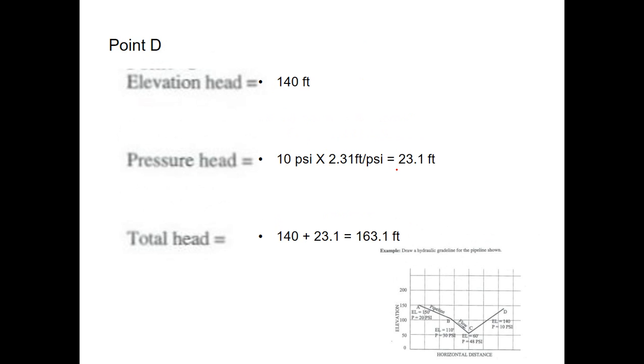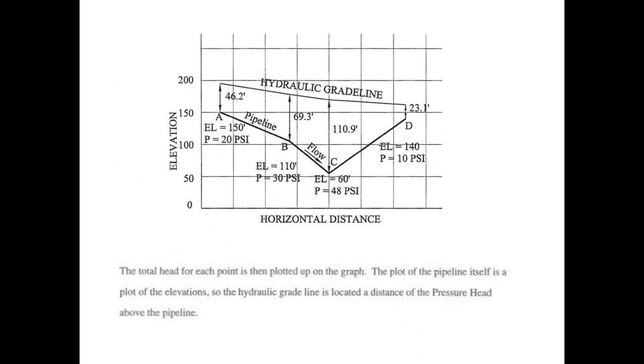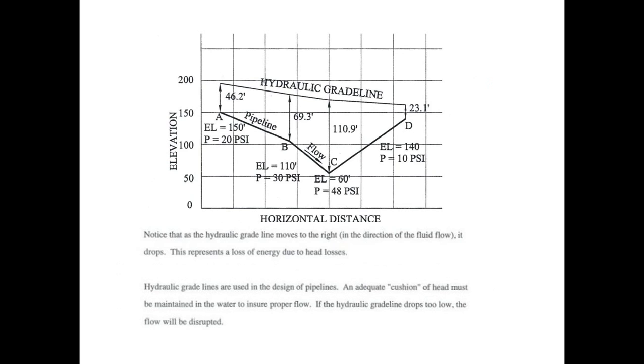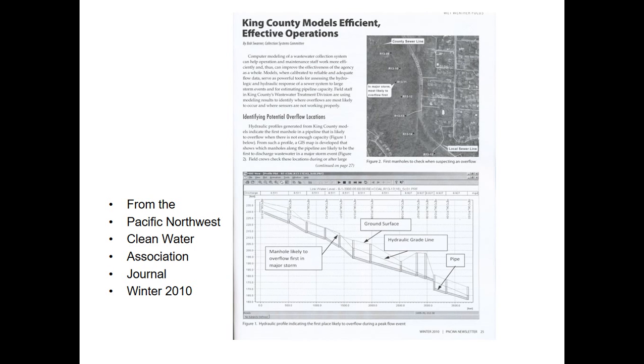10 psi, convert that into pressure head, you get 23.1. Add that to the 140, you get 163.1 feet. So what you can do to get your hydraulic grade line is add those elevations to the existing elevations on the pipe, connect the dots, and you get that hydraulic grade line. Kind of a smooth line working its way to the right, dropping a little bit as it corresponds to head loss there. Okay. So there's a map of the system.